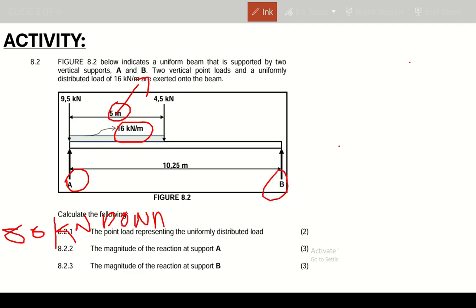Now, how are you going to do this? It is simple. The first thing, since you have calculated 8.2.1, here is the way that you can do this. Just calculate the position of the equivalent point. So if you find the position of the equivalent point first, which is here, it acts here. Let me just demonstrate here.